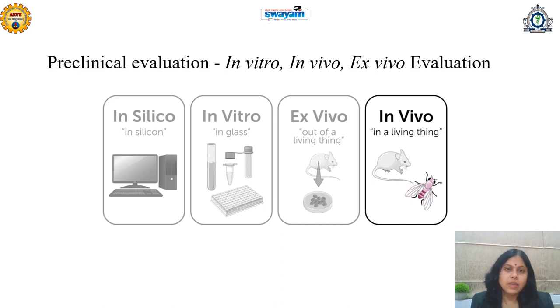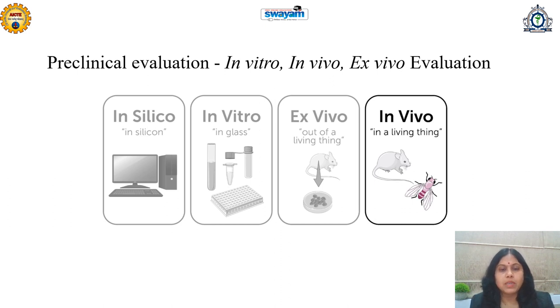That idea we get from in silico designs, which is also called dry lab studies, because everything is on a computer, but it does not every time give us surety about the expected therapeutic effects. So further, there are the in vitro studies, which we perform in test tubes or certain glassware.